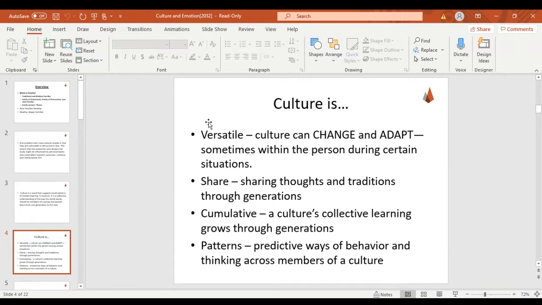So culture also has to do with sharing thoughts and traditions throughout the generations. It's cumulative. It's a culture's collective learning grows through generations. So each generation really contributes to the cultural narrative and informing the future of the culture.